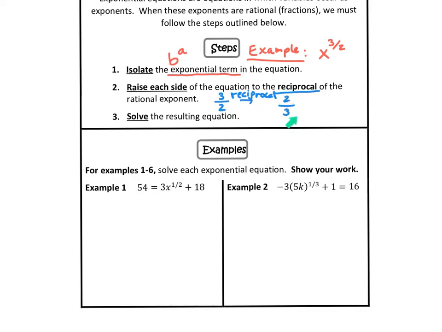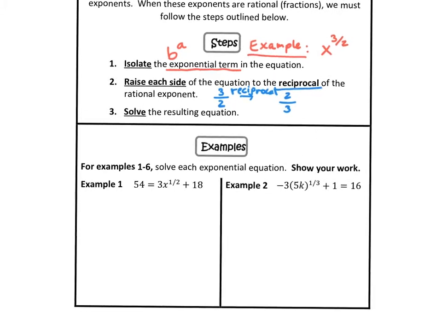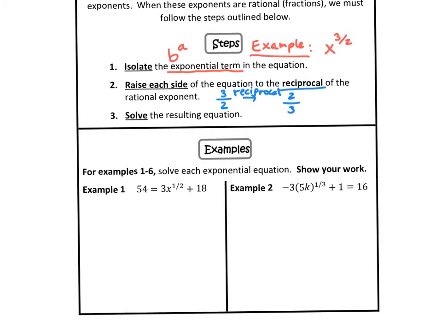So we're going to be looking for the reciprocals of the fractional exponents. And we're going to raise both sides of the equation to the reciprocal of the rational exponent. And so you're going to see this as I work on the examples. And then step 3, solve the resulting equation. So let's look at the examples, and I'll leave the steps on the screen just so we can see what's going on and follow step by step.